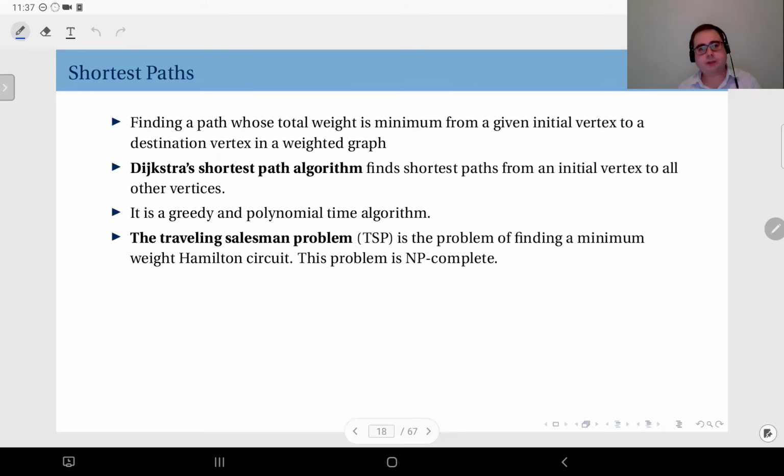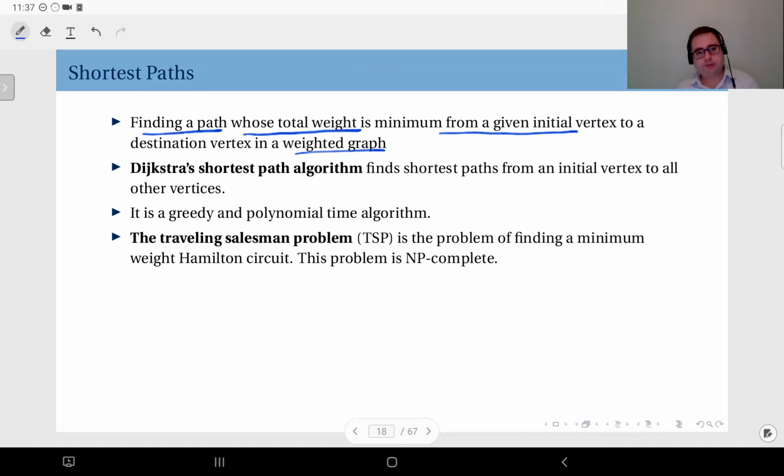Now, another concept regarding paths and cycles is what we call shortest paths, and this is related to weighted graphs in general. This is the problem of finding a path whose total weight is minimized from a given initial vertex to a destination vertex in a weighted graph. The graph could be directed or undirected, but for shortest path to make sense, it needs to be weighted. If you are just considering the number of edges in a shortest path, then you can define each edge with a weight of just one.